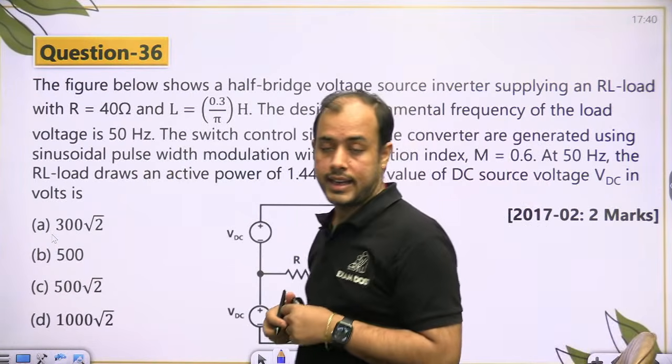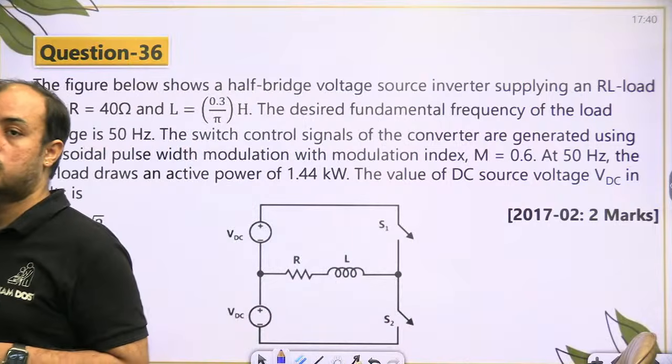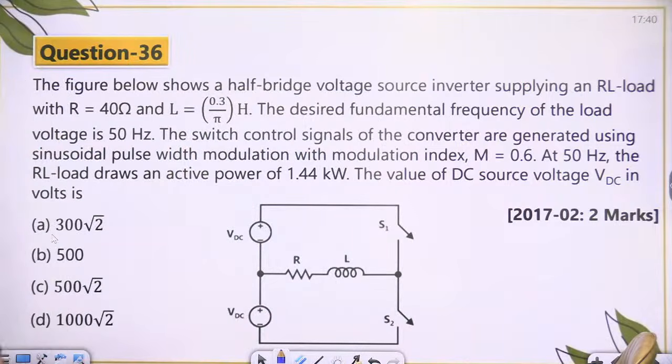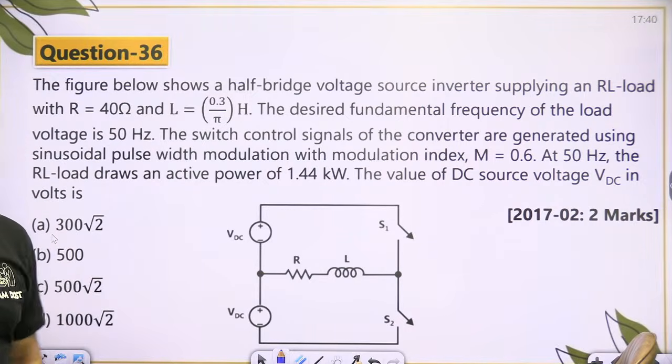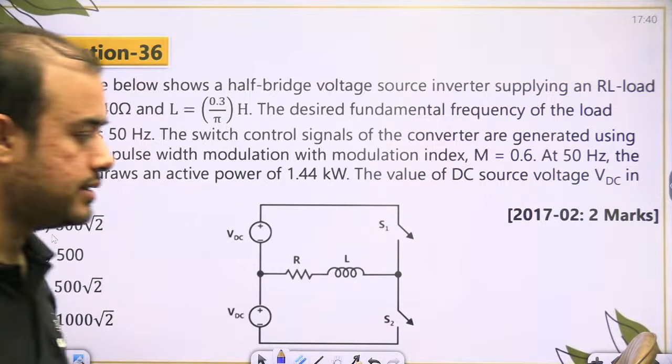Next, beta, again a question based on sinusoidal PWM. At 50 hertz, 50 hertz is the fundamental frequency. I am giving you the load power. You need to tell me VDC. मैं 50 हर्ट्ज पे आपको लोड का पावर दे रहा हूं, आप VDC निकाल के बताइए. चलिए.